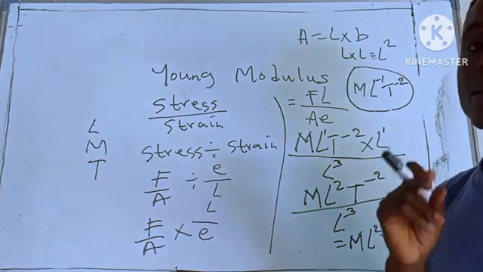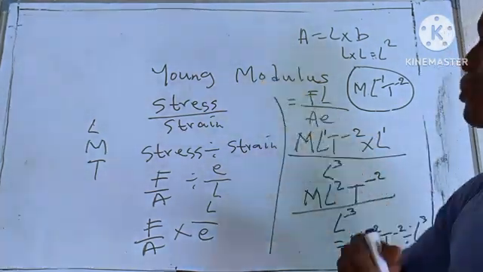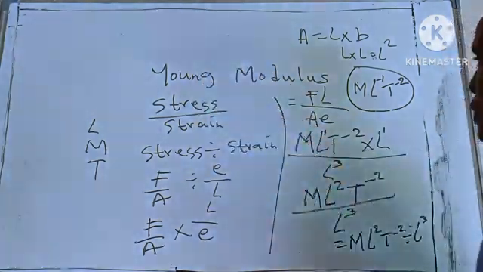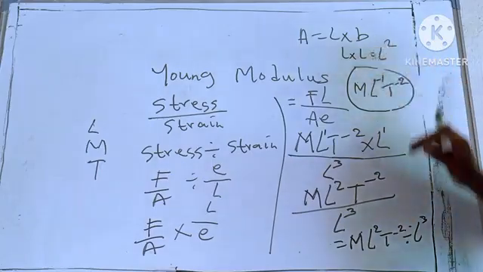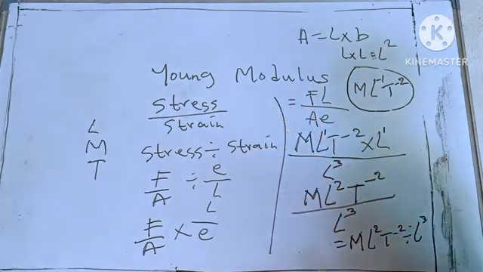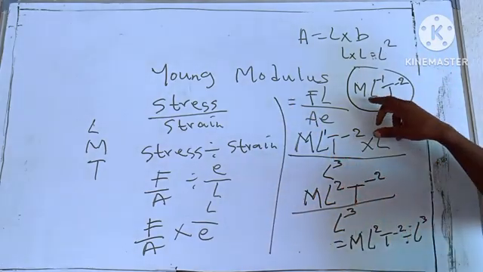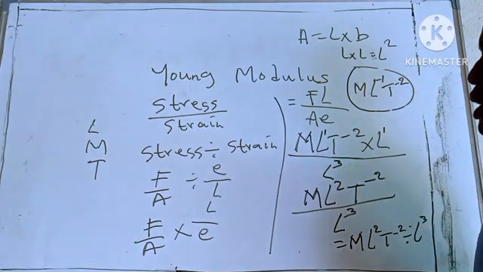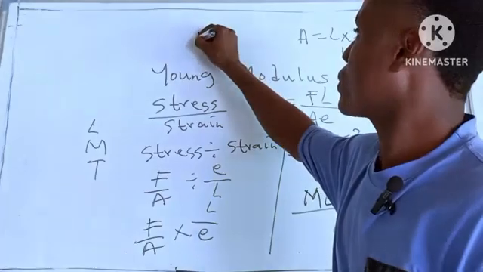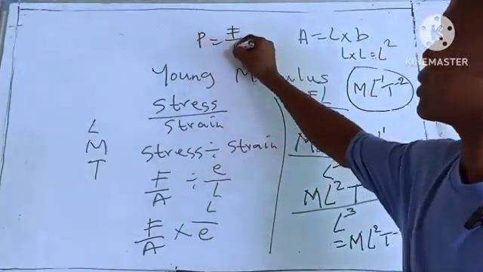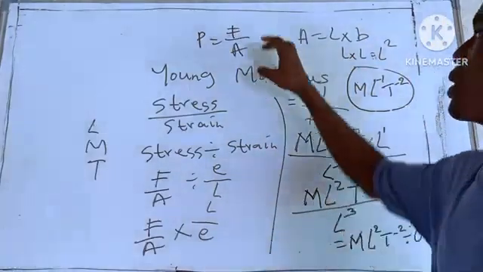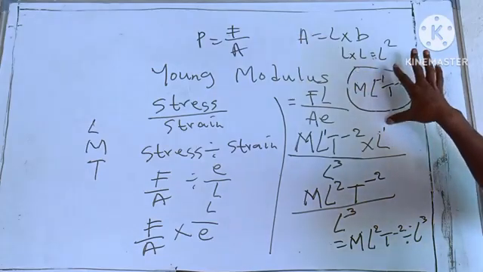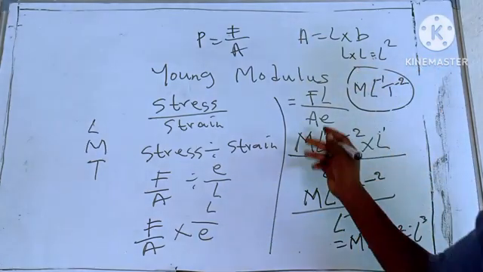I gave you guys two assignments: Young modulus and pressure. If you solve it carefully, like the one for pressure, you will still arrive at the same dimension. So Young modulus and pressure have the same dimension: M L raised to minus 1, then T raised to minus 2. The formula for pressure is force over area. Once you use this formula and solve very well, you will still arrive at this particular dimension, M L raised to minus 1, then T raised to minus 2. This is it.